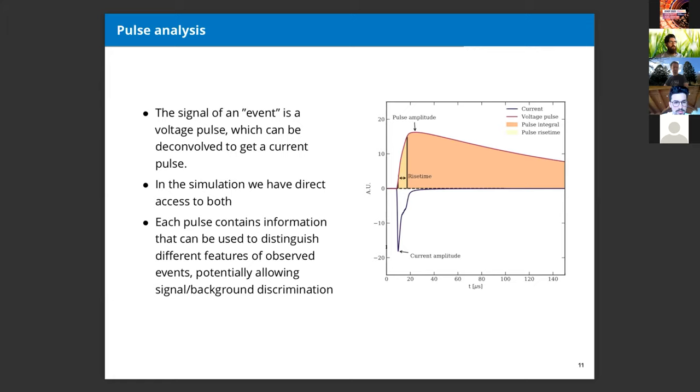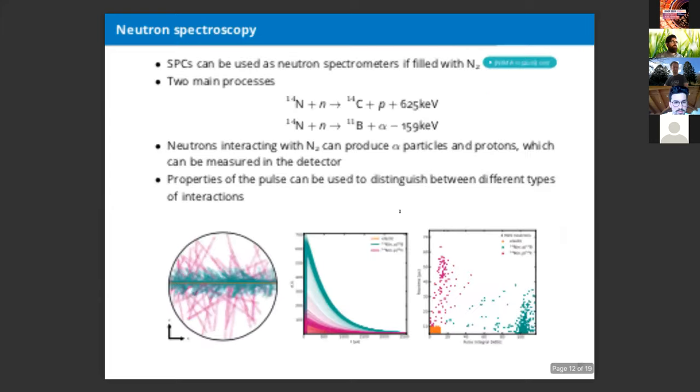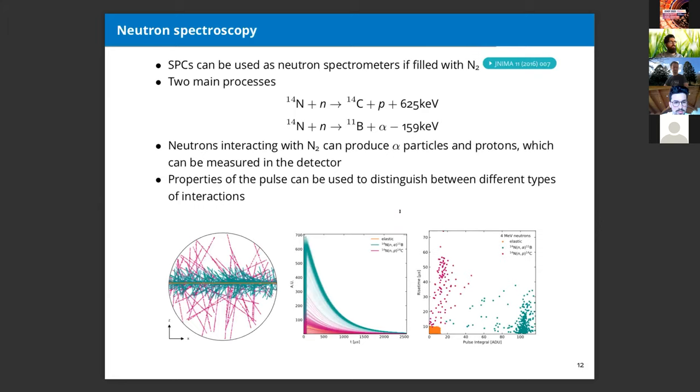What you would typically do in an analysis is look at some properties of each of these pulses and reduce them down to single numbers. So typical things that I'll show include the integral of the pulse or the maximum amplitude of the pulse, which is useful for particle ID, but also the rise time of the pulse, which we define as the time it takes to go from 10% of the pulse maximum amplitude to 90% of the pulse maximum amplitude. So this allows us to distinguish different types of events in our detector, and I've demonstrated that in the first real use case here on slide 12, which is neutron spectroscopy.